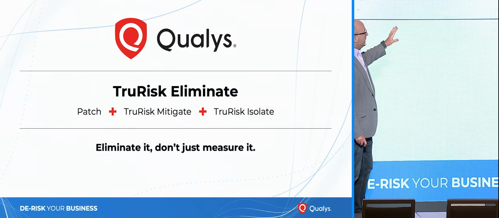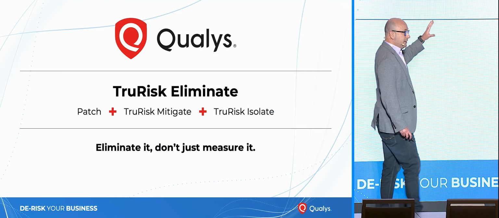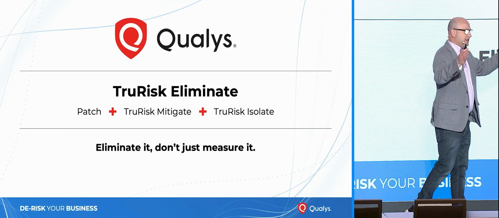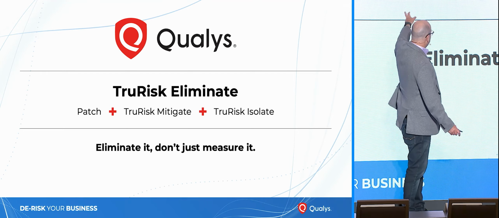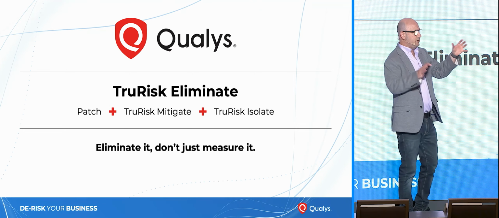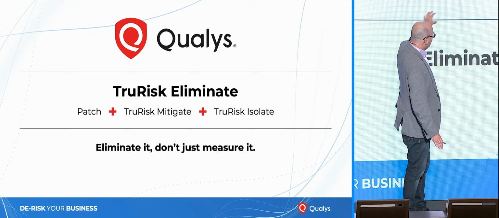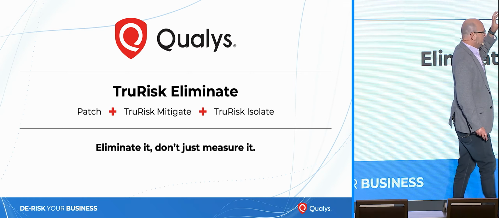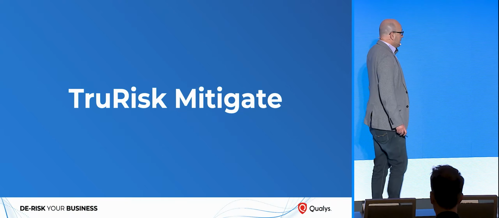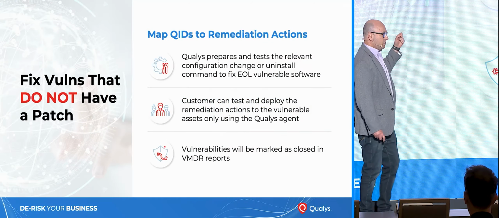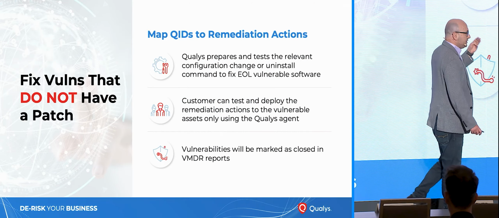We've talked about Eliminate. Eliminate is a new SKU. It's a new product, basically. It's a new bundle that includes 3 things. Patch is old, so it includes the old patch. If you already have patch, it includes that. It includes Mitigate, and it includes Isolate. What is Mitigate? Mitigate is our ability to respond to 3 different scenarios.